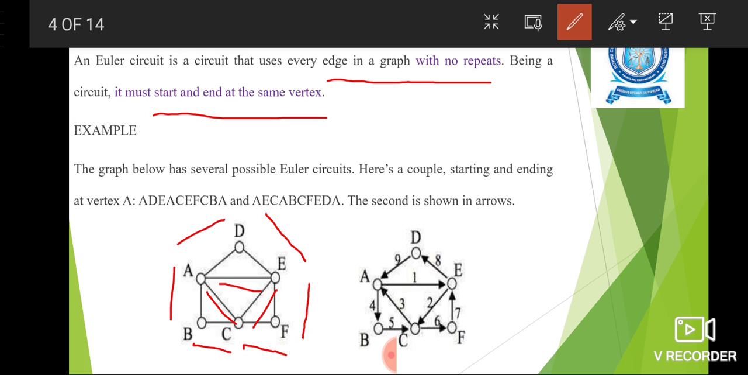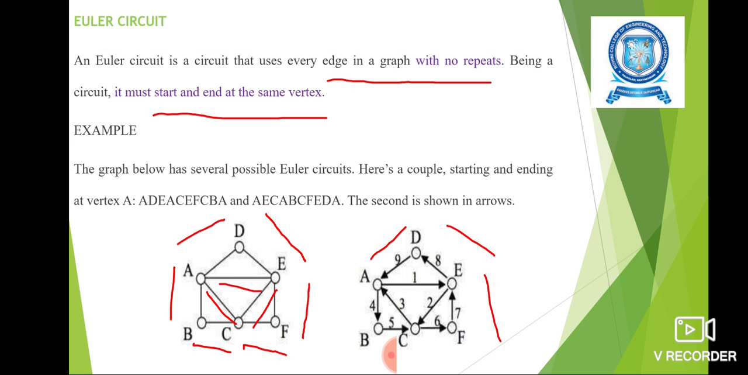Similarly, you can get another possible Euler circuit for the same graph also. That's why we have several possible Euler circuits for the given graph. So A to E, follow the numbers, A to E, E to C, C to A, A to B, B to C, C to F, then F to E, E to D, then D to A. So again, the starting and ending vertex is same, that is A. So we can have several possible Euler circuits for the graph.